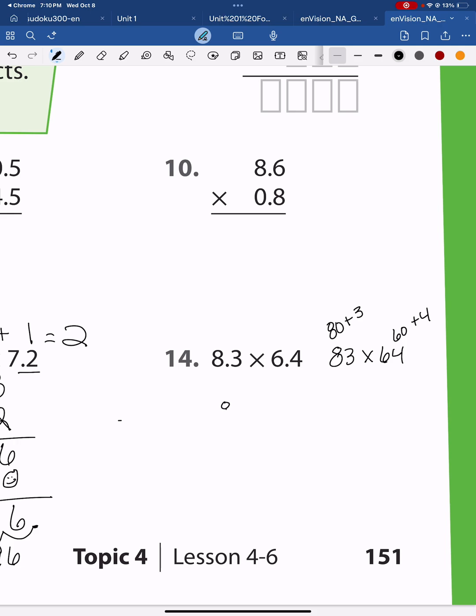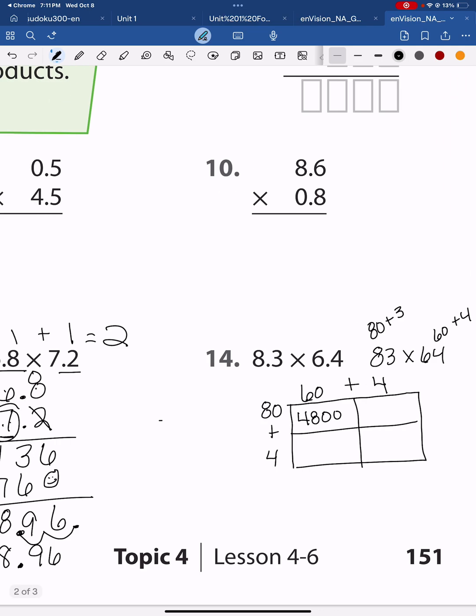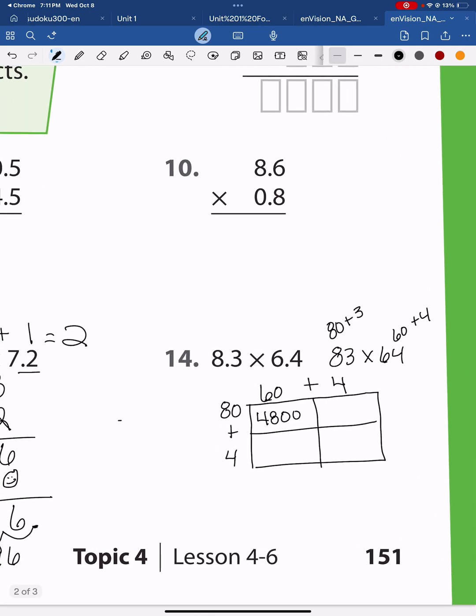So let's set up our box. And then on the top, we will do the 60 plus 4. You multiply the 80 times the 60 and 80 times 4. So this is 4,800, and this is 320. Now we come and do the same thing with the 4. 4 times 60 and 4 times 4. 4 times 60 is 240. 4 times 4 is 16.